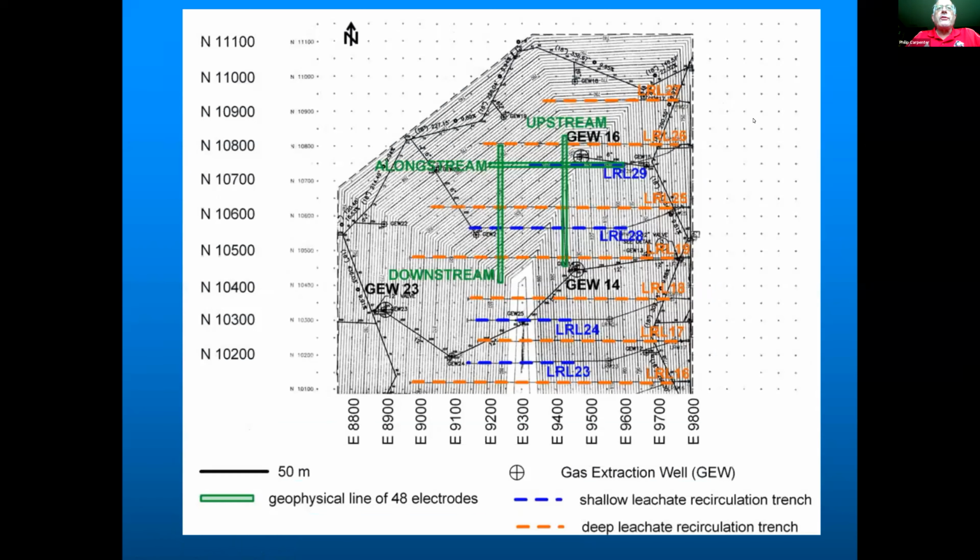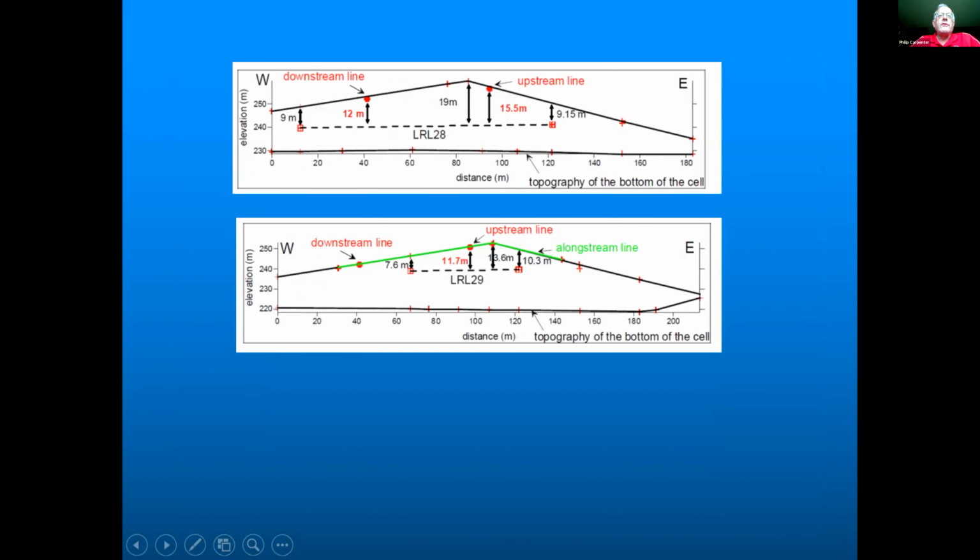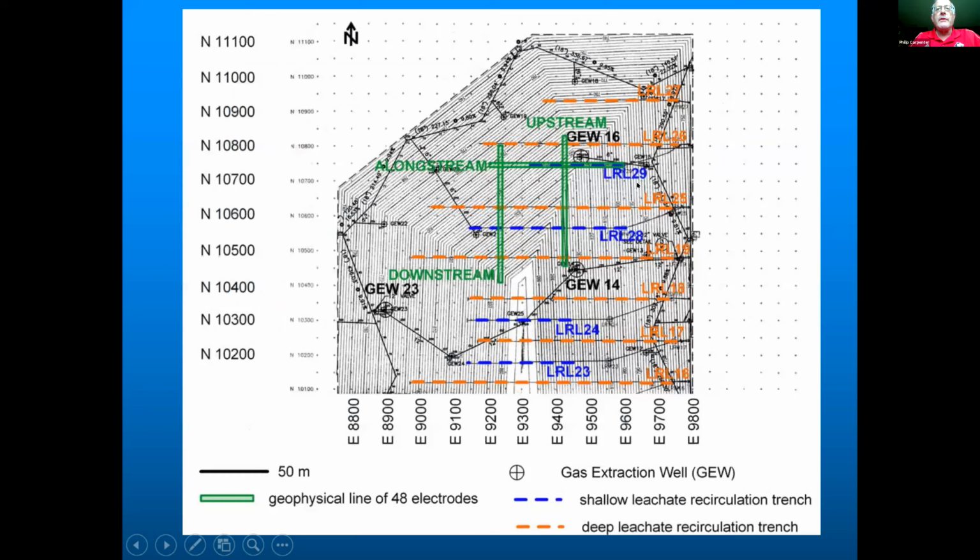And a couple of cross sections here. Solène Grelier did most of the work on the resistivity. Here's LRL 28. This is a leachate recirculation line right through here. This shows you kind of the profile of the landfill as well. So we're talking about LRL 28 being 12 to 15 meters below the surface. LRL 29 shallower. Again, flip back here, you can see where these are. There's LRL 29, LRL 28 right here.